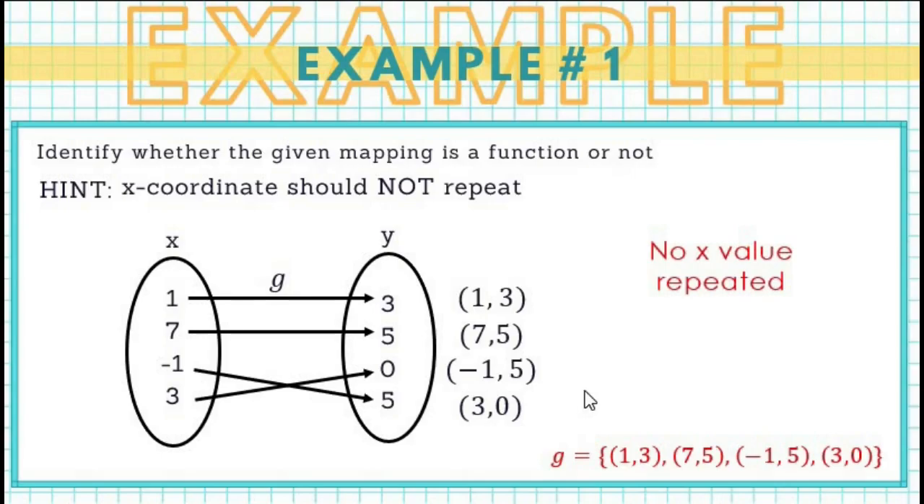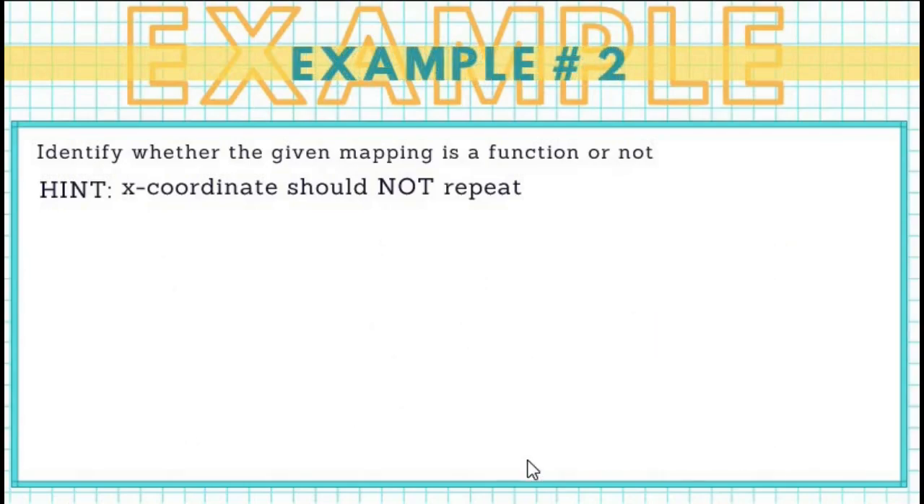Okay, so since no x value here is being repeated, so the x values are 1, 7, -1, and 3. There are no x values repeated. Therefore, we can say that this mapping is a function, or this mapping represents a function. So that is how mapping works. Let's have another example for you to further understand mapping.